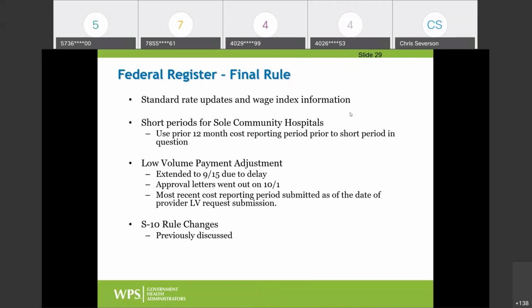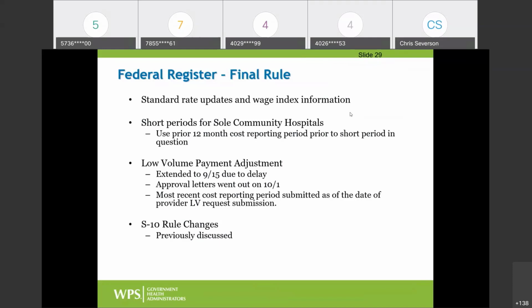We sent the letter out. We recommended that you submit it prior to 9/1 just in case. And they ended up giving everybody a little bit extra time. That did benefit a few providers that needed that extra couple weeks. The approval letters have already been sent out. They were sent out on 10/1 in the mail. And also anybody that had emailed their request in, we followed up with an email response as well.